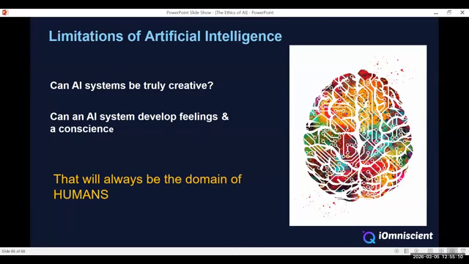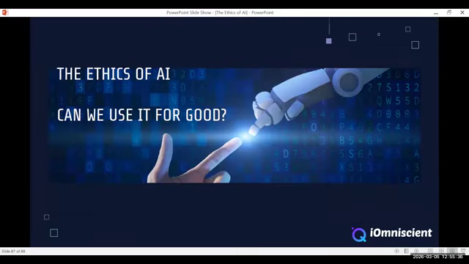Because certainly 25 years ago, when we started the company, we could not imagine the things that we are doing today. But in my own view, I think there will be many of these areas, like creativity, conscience, and things like that, that will always be the domain of humans. And that is the reason why I think we have to always think of humans being part of this intelligence ecosystem.